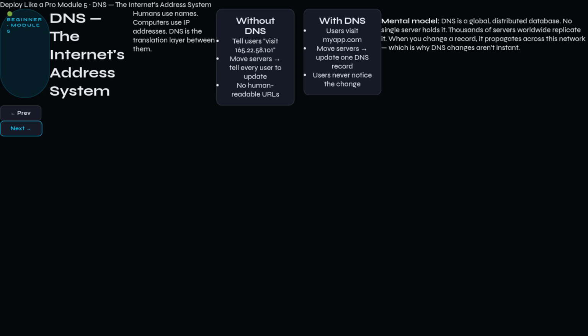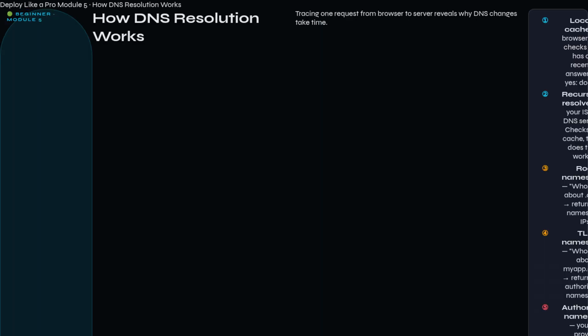The core mental model: DNS is a global, distributed database. The key is global and distributed; there is no single DNS server. The database is replicated across thousands of servers around the world. When you change a DNS record, it propagates across this global network over a period of time, which is why DNS changes aren't instant. Let's trace what happens when you type emyap.com in a browser. Understanding this flow makes every other DNS concept easier to understand.